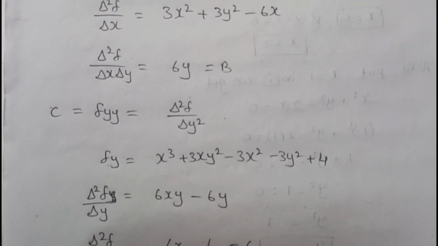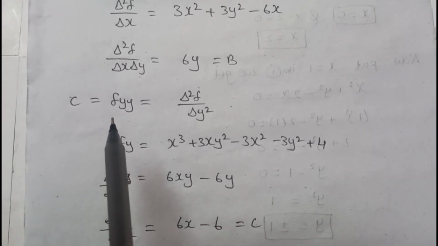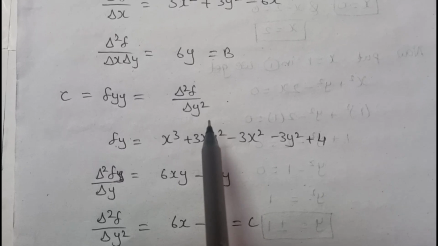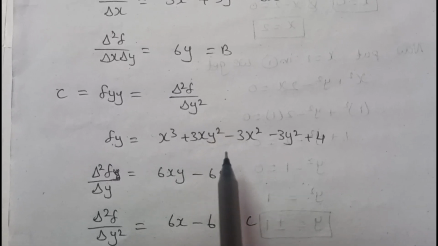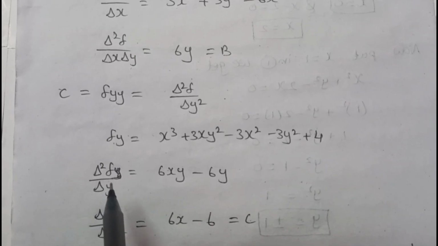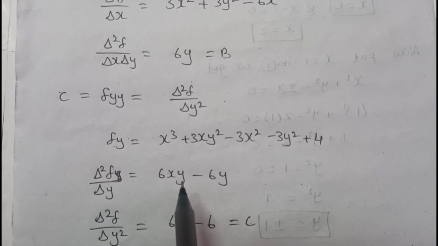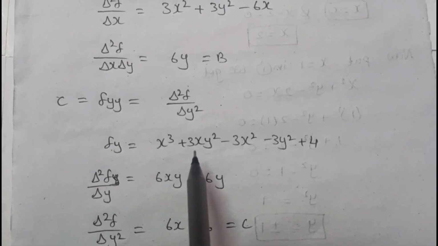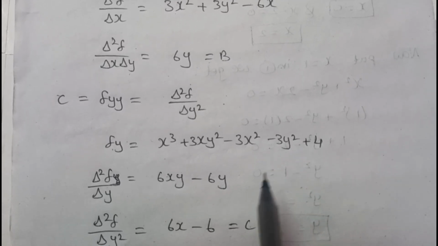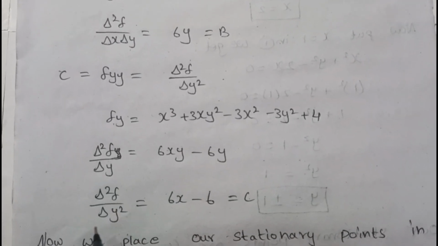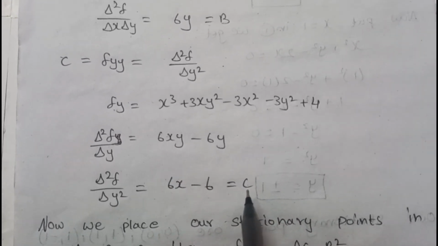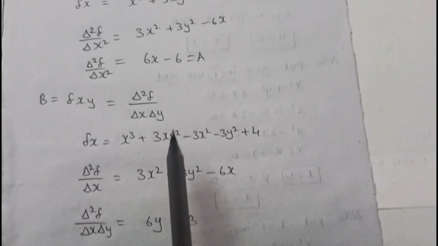Let us find the value of c. The c formula is what? fyy is equal to delta square f by delta y square. f is x cube plus 3xy square minus 3x square minus 3y square plus 4. Using differentiation with respect to y, delta f by delta y is equal to 6xy minus 6y, which is the required answer. Next, delta square f by delta y square, differentiating again: 6xy with respect to y gives 6x, and 6y gives 6. So 6x minus 6 is the c value.